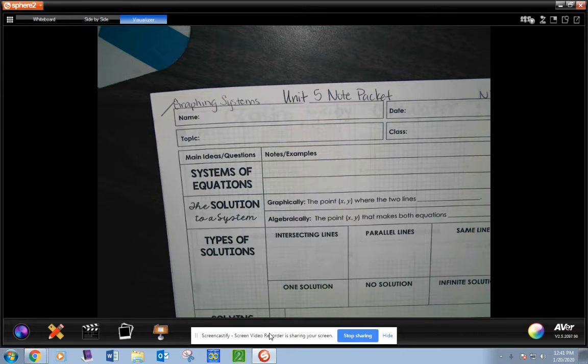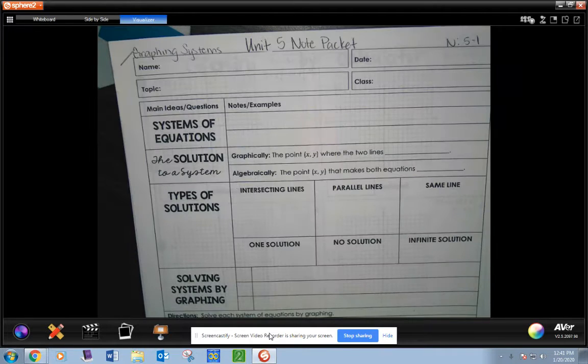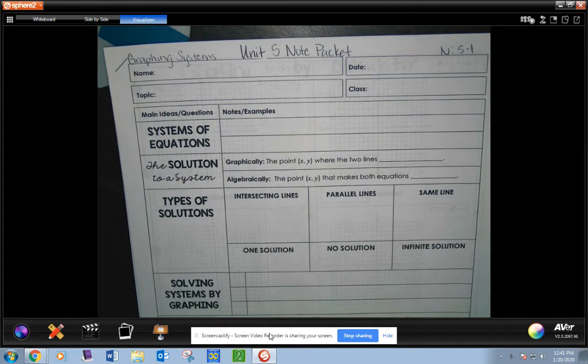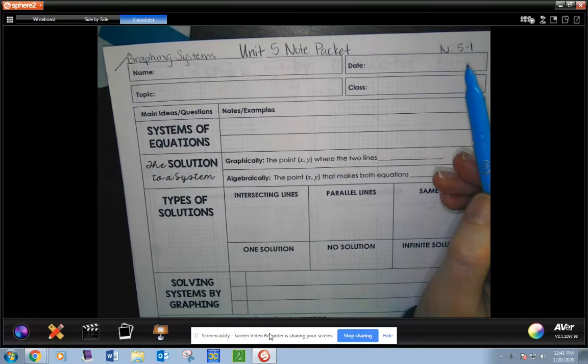Right, guys, if you will go and grab your new note packet, we're starting Unit 5, which is Graphing Systems of Equations and Inequalities. It's actually all systems of equations. And we're going to go ahead and get started. Today, we're going to be working on graphing by hand, and then you'll see a trick another day. So, if you will, make sure you're on Notes 5-1.